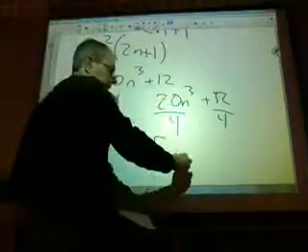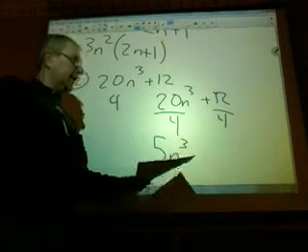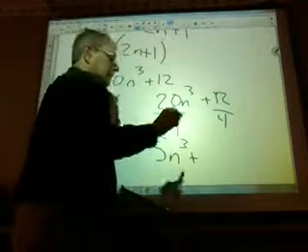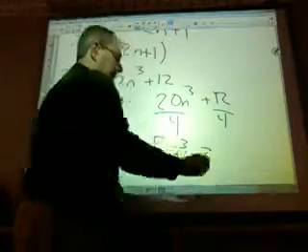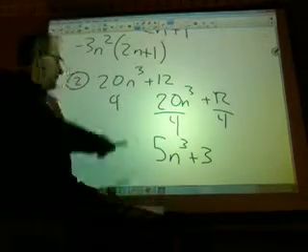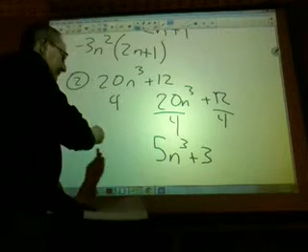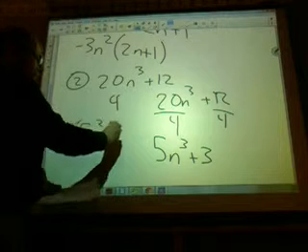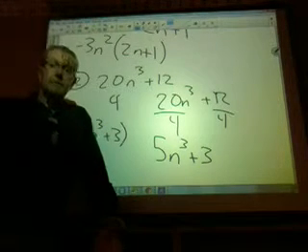And to the third. Don't forget the variable. He's lonely. Don't forget him. And then we do the 12 over 4 plus 12 over 4. I divide. 12 divided by 4 is 3. And now we smush these two together. That's the final answer: 4 parenthesis 5n to the third plus 3. And that is the simple factoring.